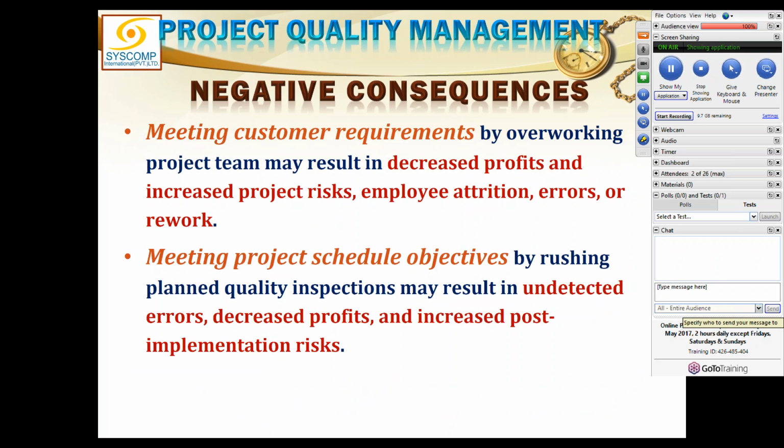Negative consequences: meeting customer requirements by overworking the project team may result in decreased profits and increased project risks. Employee attrition, errors, or rework. So you are trying to meet the customer requirements. You are unable to produce the quality. You are overworking your team, and naturally you are decreasing your profit. Actually, why did you not consider that beforehand when you designed the whole process? You should have considered the cost of quality into it.